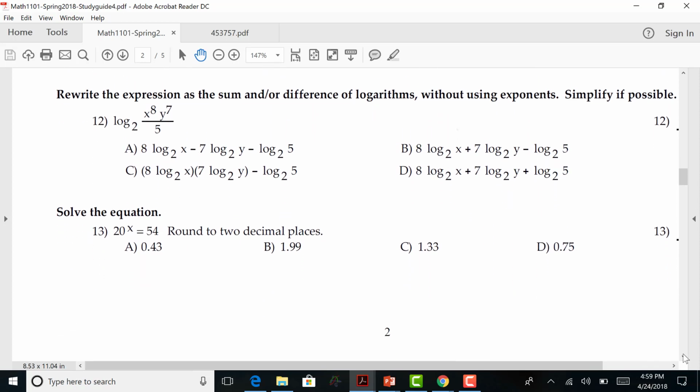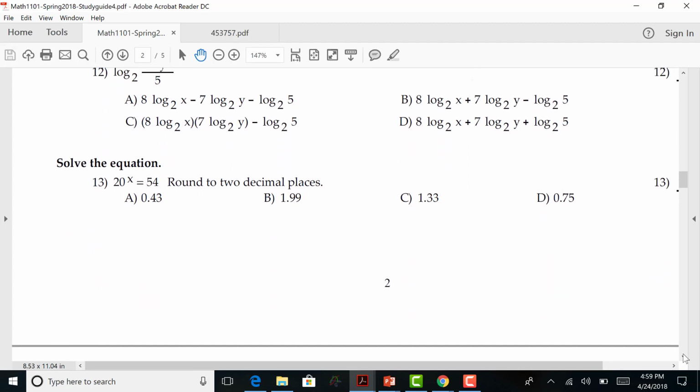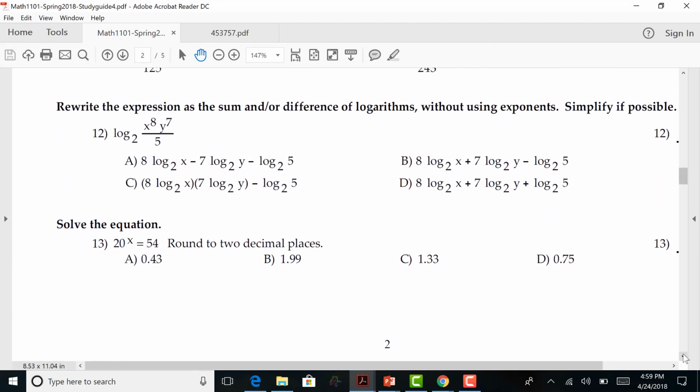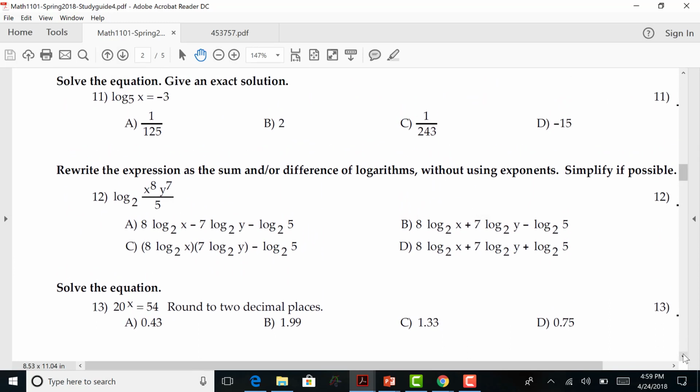Number 13. So I think I started with 14. Yeah, I did. Let's look at 13. If it's in exponential form, you have to use the circle method to solve it. If it's in log form, you have to use the circle method to solve it. So any of these where you're solving, you're going to have to use the circle method, whether it's in log form or exponential form.